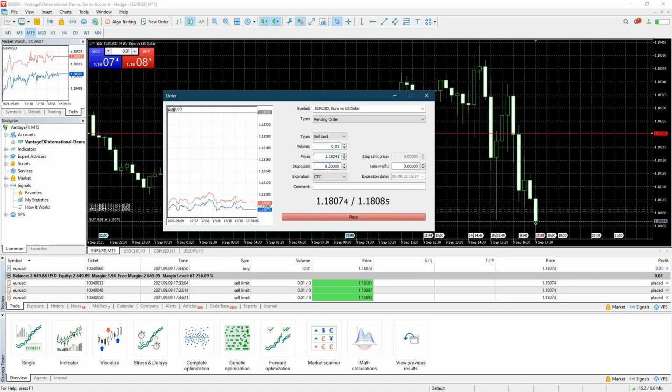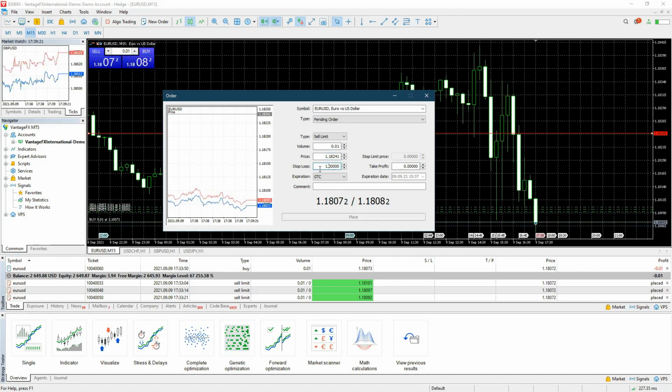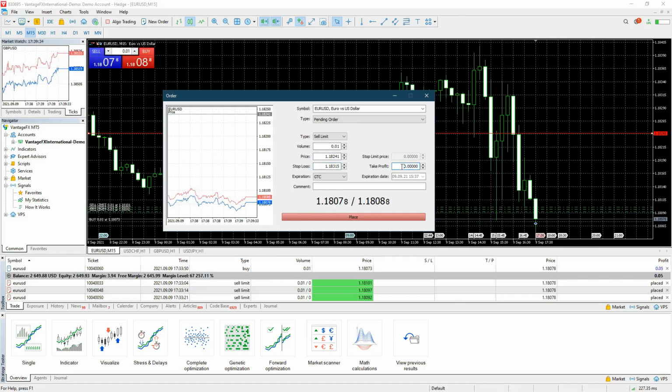Now I didn't calculate the stop loss, but since it's a sell, I'll assume my stop loss is somewhere high here, so let's just assume 1.18315. You don't always have to put the stop loss immediately if you're not sure. You can set the order and then modify it later. So 1.18315. And then for your take profit, let's put a random value down here, say 1.18165.